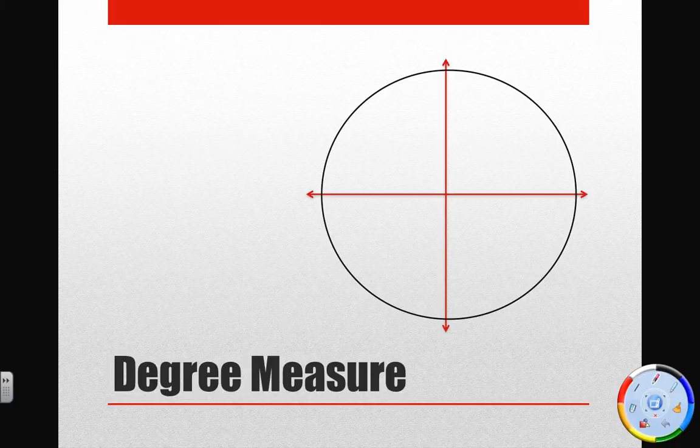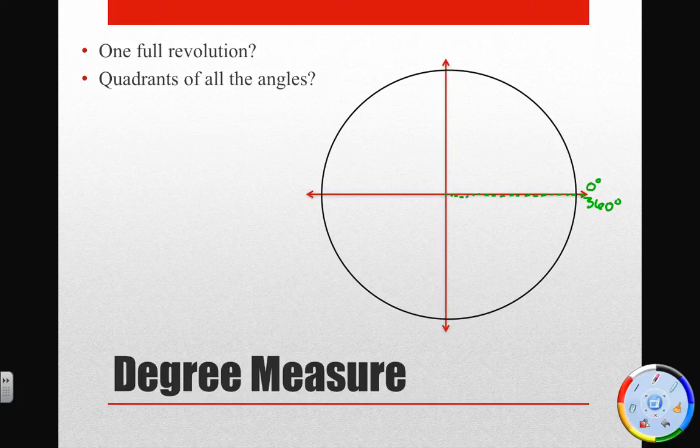I've been using degree measures because they're familiar to us. One full revolution, if we were to look at this as our initial side and also our terminal side, we could say this is 0 degrees. But if I was to do one full revolution, that would be the same thing as 360 degrees. So one full revolution is 360 degrees around a circle.